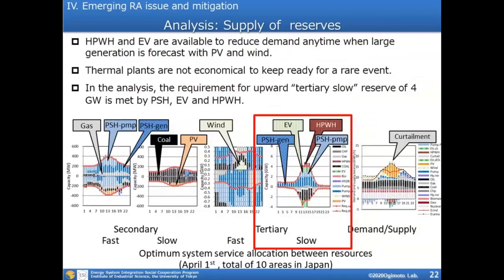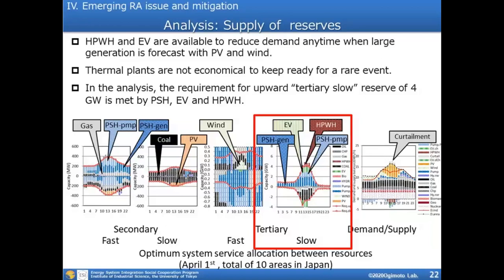This is the example of the result of the analysis of supply of reserves. On the left-hand side, you can see secondary fast and slow, in the center, you can see tertiary fast and slow, and on the right-hand side, demand and supply situation on April 1st of Kyushu area.